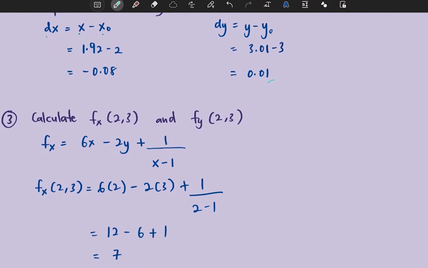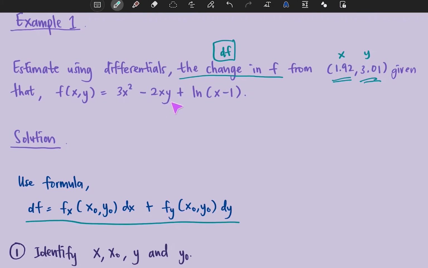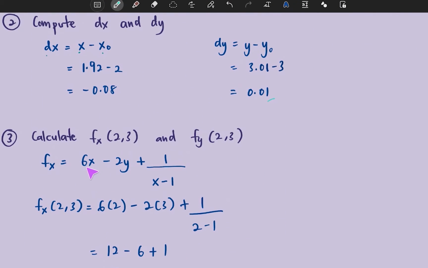Next, we need to calculate fx(2,3) and also fy(2,3), which means first we need to compute fx. We have the function f equal to 3x squared minus 2xy plus ln x minus 1. So, differentiate this function with respect to x. We have 3x squared going to be 6x, minus 2y, plus ln x differentiated using the logarithmic rule, which is 1 over x, minus 1. That's how I get fx: 6x minus 2y plus 1 over x minus 1.